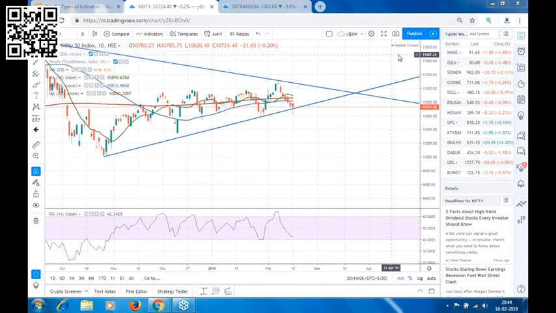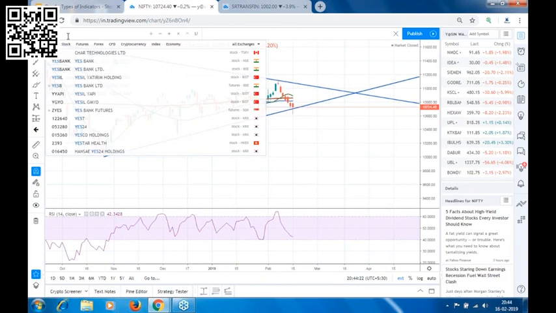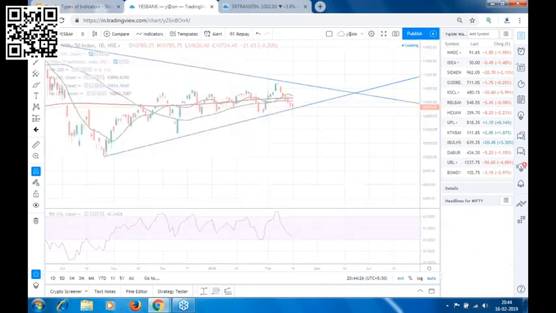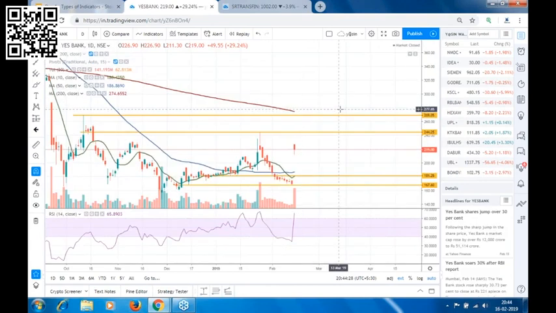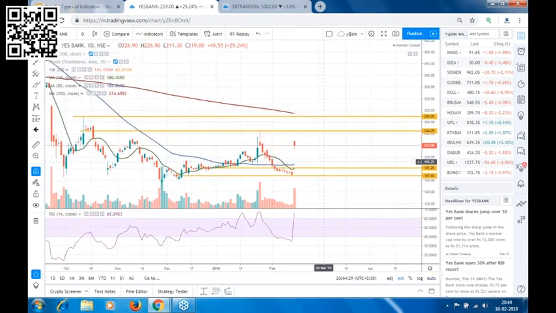Right. So any other question? Yes, Yes Bank, there is some negative news now. Let's check Yes Bank. See, we will not trade only the news, but we have to see it on our technical setup as well.